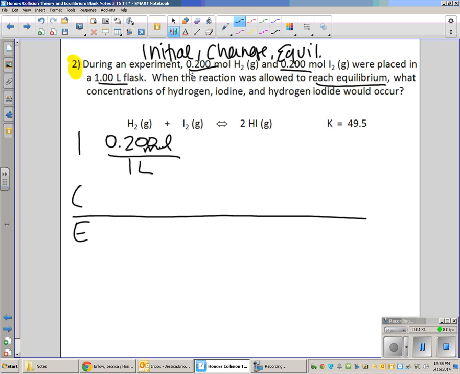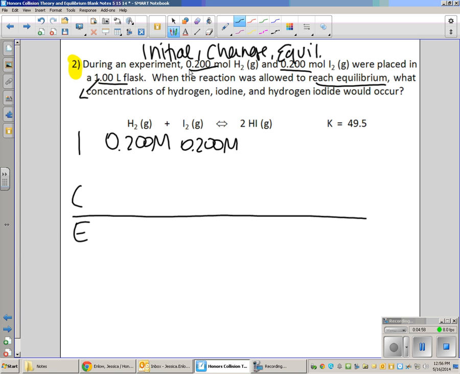So you don't have to write it like that. But I'm telling you now, if I give you something that's not 1 liter, you've got to make sure you divide first. So if I give you 2 liters, the molarity would be 0.1 molar. So don't forget to divide by the 2 liters. This one is as well. So I'm going to erase this and actually write in the molarity, 0.200 molar. And the same thing for iodine, 0.200 molar. Because that's what they told us in the problem about the two gases.